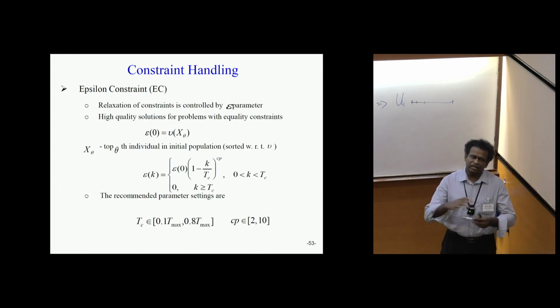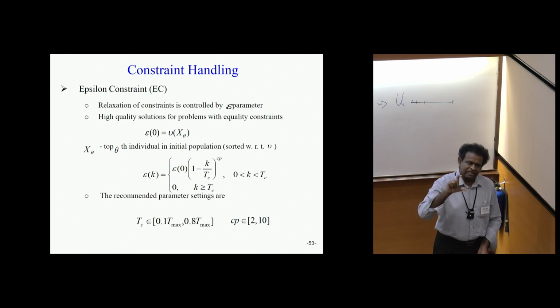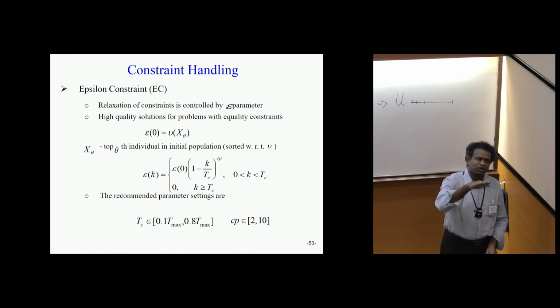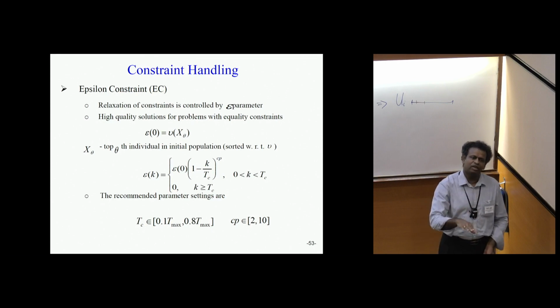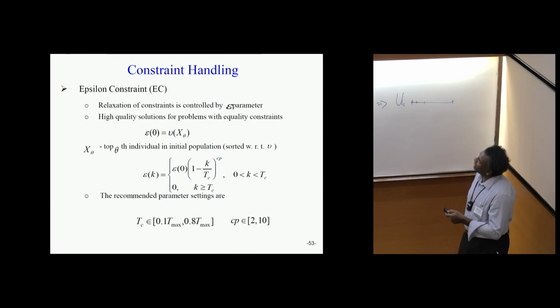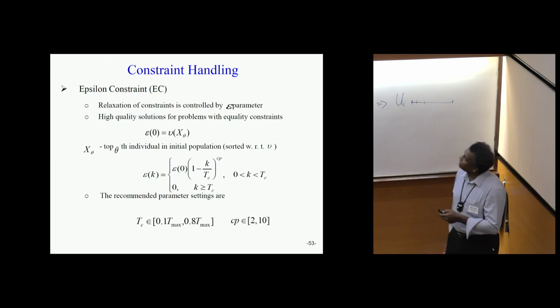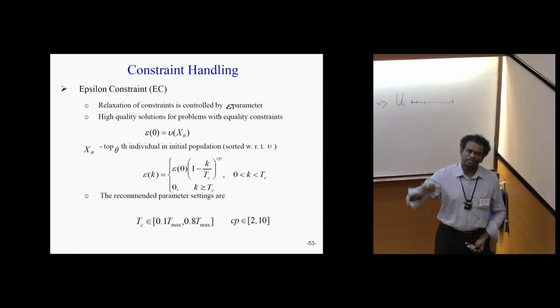So with this you will evolve the population. Once you evolve the population, the epsilon value will become smaller and smaller. And when you complete the evolution, the epsilon value will become 0. So the tolerance of the constraint violation eventually will become 0. Initially it will be non-zero. So in the initial population, we are basically allowing a small degree of constraint violation.